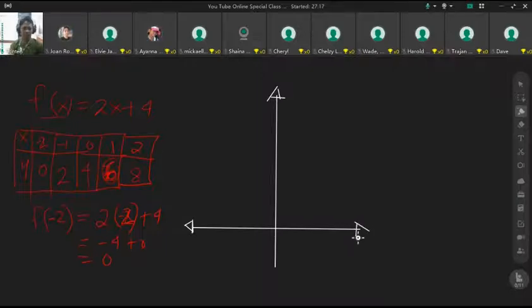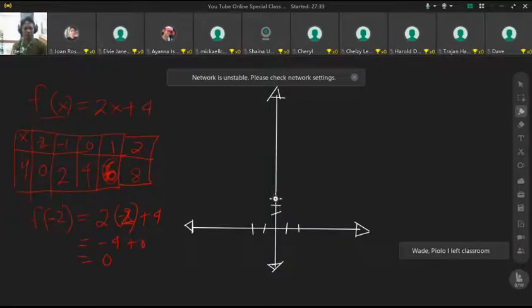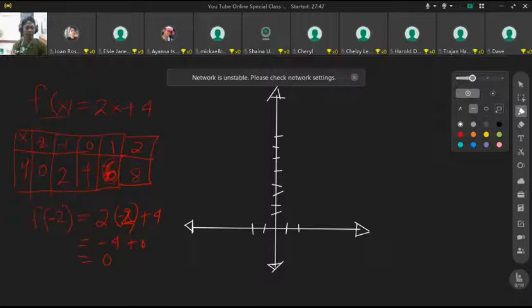Ganda talaga ito i-discuss. Kaya 1, 2, negative 1, 1, 2, 3, 4, 5, 6, 7, 8.